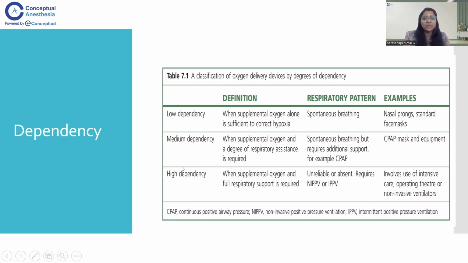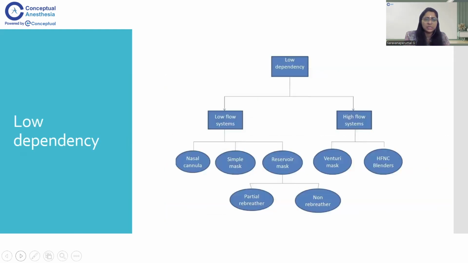So this becomes an imperative topic of ICU. I basically cover these two, the medium dependency and low dependency oxygen supplies. In the low dependency, it is again classified into low flow systems and high flow systems. In the low flow systems, you have nasal cannula, simple mask, and reservoir mask. Again, the reservoir mask can be classified into partial rebreather and non-rebreather. In the high flow system, we actually have Venturi mask and HFNC blenders. So these two are high flow systems.